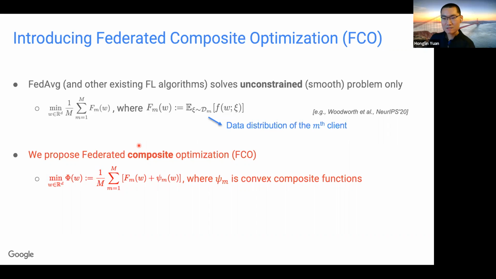The psi is called a convex composite function. I will explain this in a moment. This composite optimization problem originates in a large amount of literature. We'll introduce some potential applications that are particularly interesting in the federated setting.